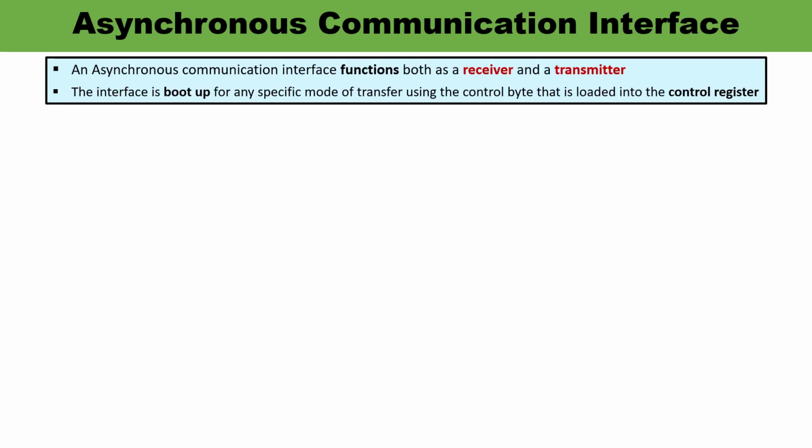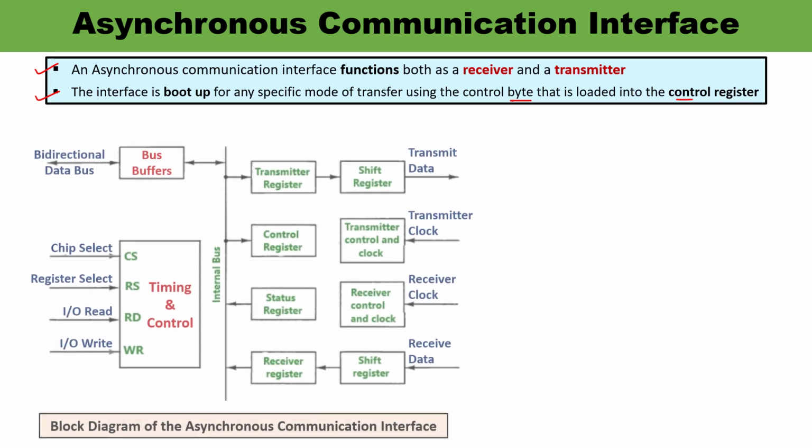Now coming to the last, which is about the asynchronous communication interface. The asynchronous communication interface can function both as a transmitter or a receiver, and that particular mode is selected only by transferring the control byte which is loaded into the control register. So on the basis of this, the mode of transfer is going to be selected.